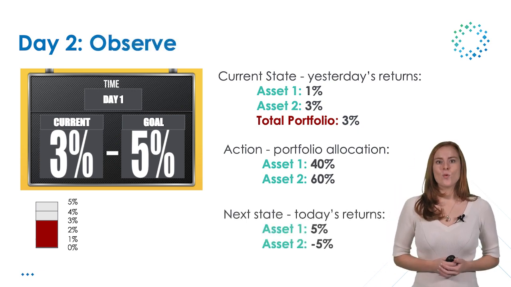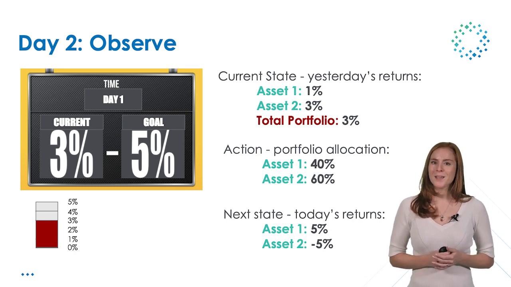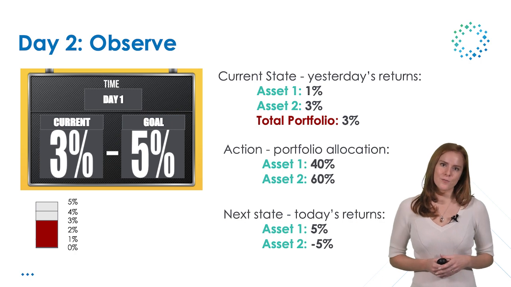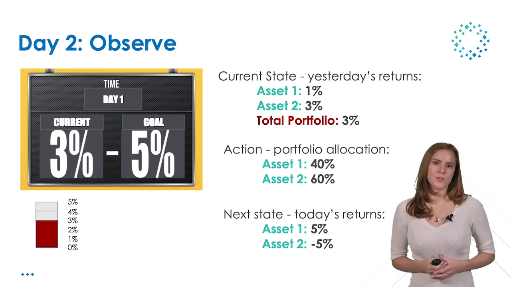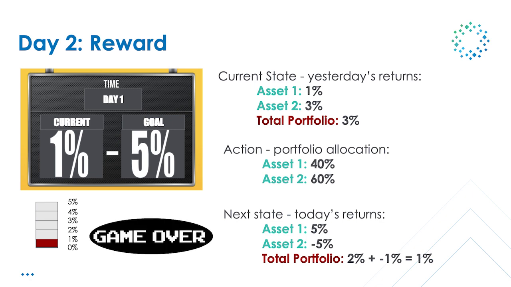Then we again wait for the day to finish and observe today's return. This time we were a bit less lucky. We got 5% for asset 1 and minus 5% for asset 2. Unfortunately, this gives us a total portfolio return of 1%, and we're actually getting further away from our objective. And because it's the end of the game, we would get a negative reward and it's game over.